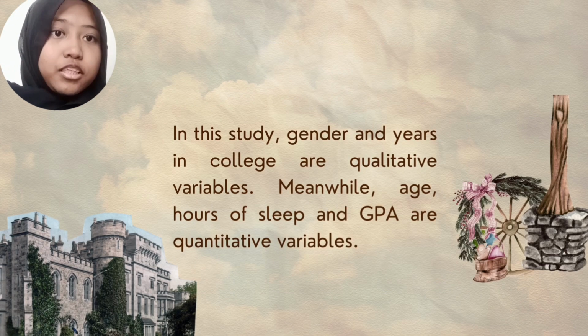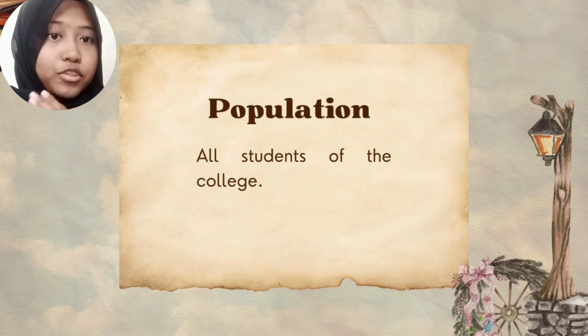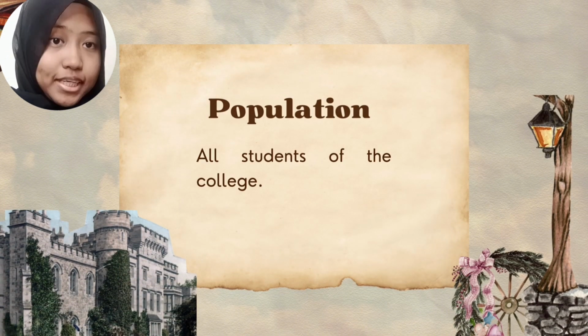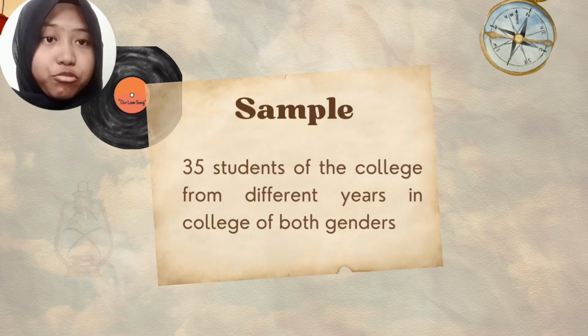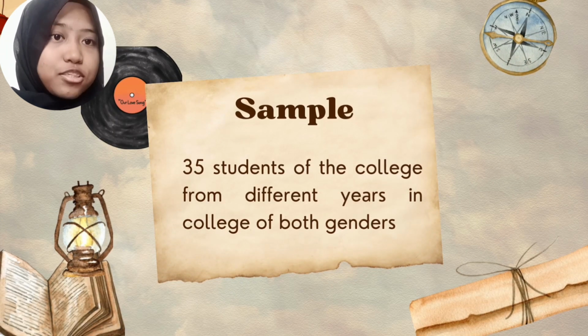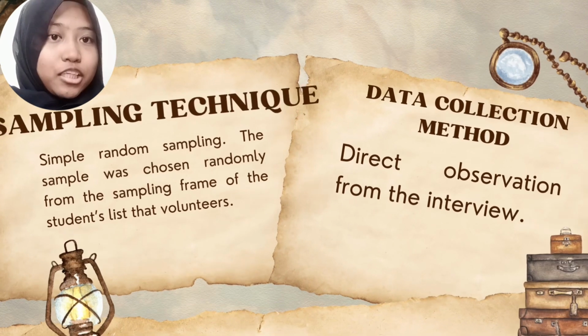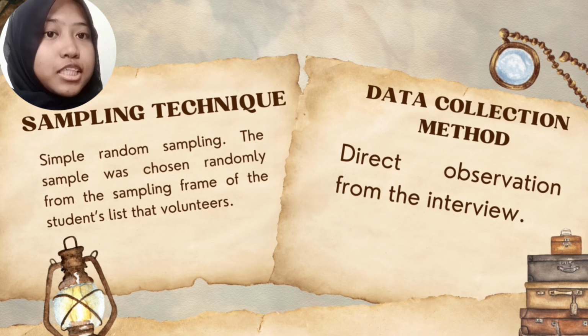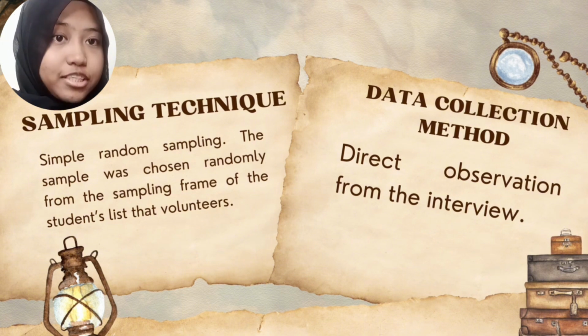So, from this study, the population of the study is all students in the college, while the sample is 35 students, consisting of both female and male students. The sampling technique that was used is simple random sampling, and the sample was chosen randomly from the sampling frame of the students list that volunteered.